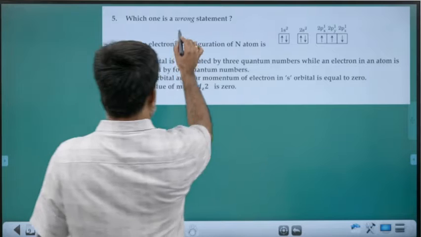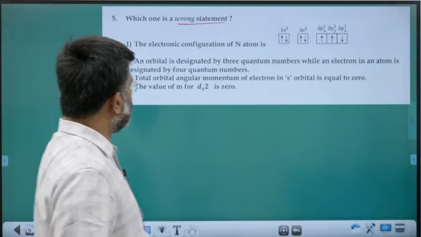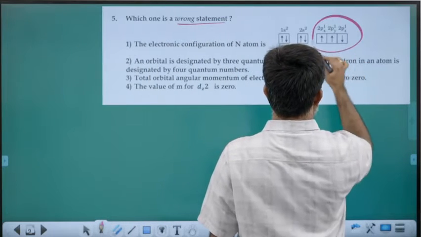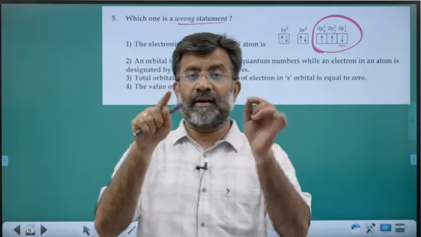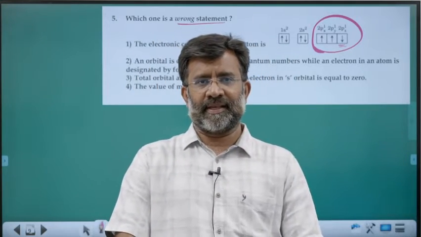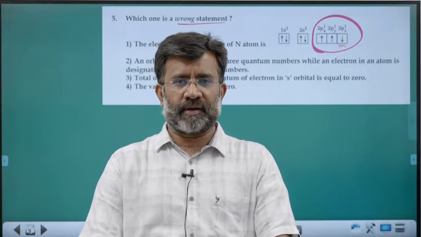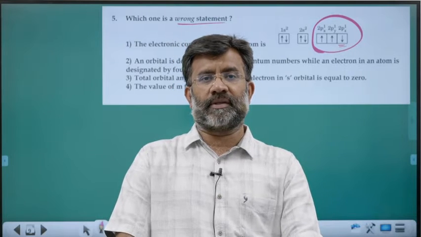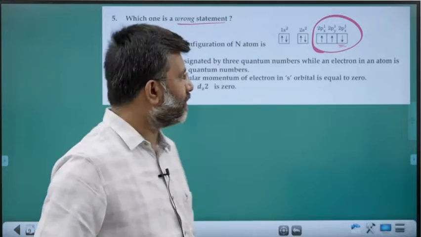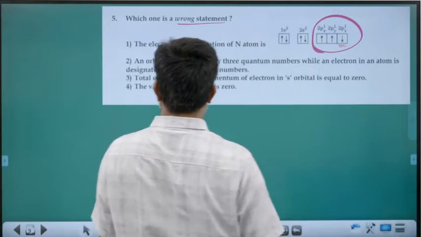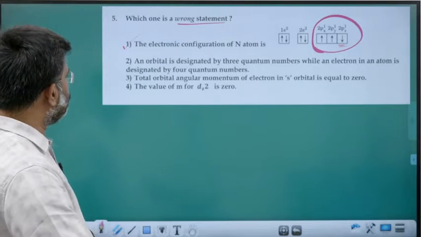Wrong statement, we want to get the wrong statement. The electronic configuration of the nitrogen atom given there is wrong. You understand this is violating Hund's rule, where electrons of parallel spin are required. The degenerate orbitals should be singly occupied with electrons of parallel spin, isn't it? It is given with opposite spin. That is the wrong statement, and that is the correct answer. You see the other choices.